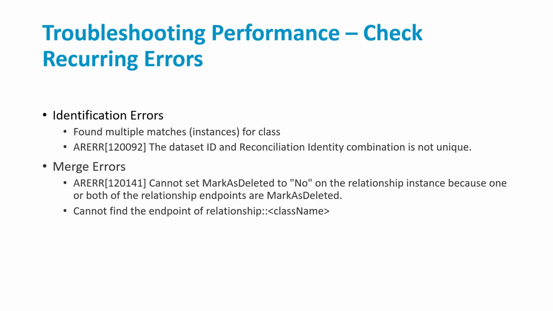And finally, cannot find the endpoint of a relationship. This occurs if you manually modify a CI and fail to modify its relationship, causing integrity issues. More information and detailed troubleshooting steps for these errors can be found in the CMDB documentation, and a link for this is listed in the references for this webinar.